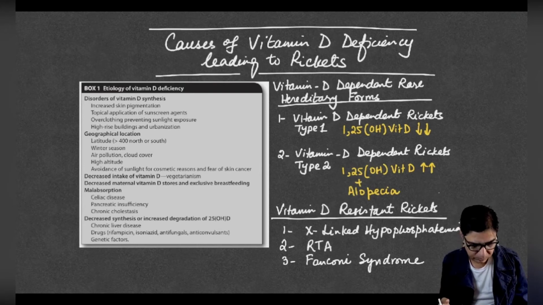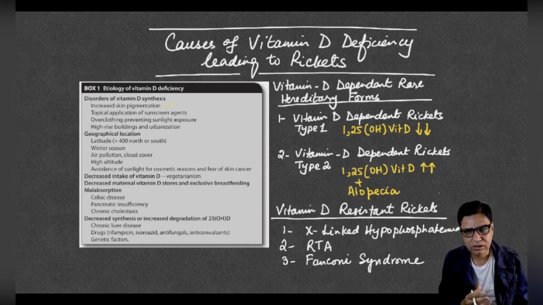So why would there be vitamin D deficiency? Number one, vitamin D deficiency can be caused by different reasons. For example, if you look at this table on the left side, increased skin pigmentation. People of color, obviously, because dark skin does not absorb the ultraviolet rays to the extent required for vitamin D synthesis, so they can have less endogenous production of vitamin D.